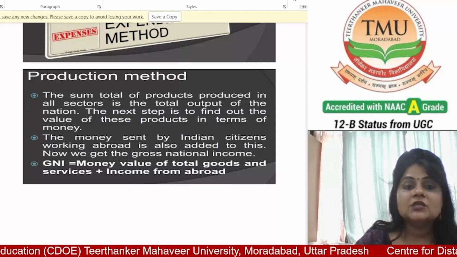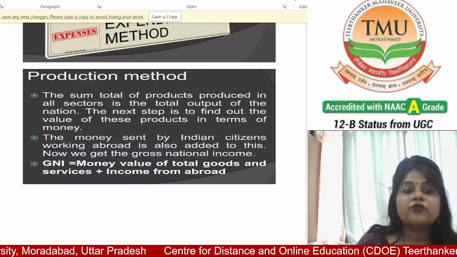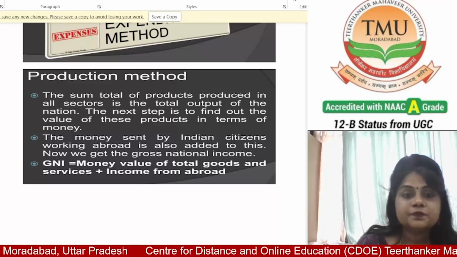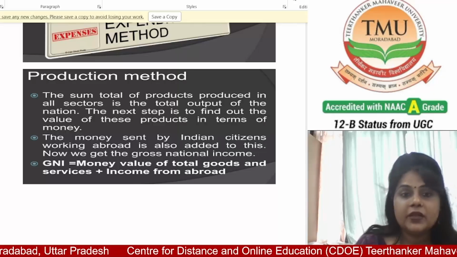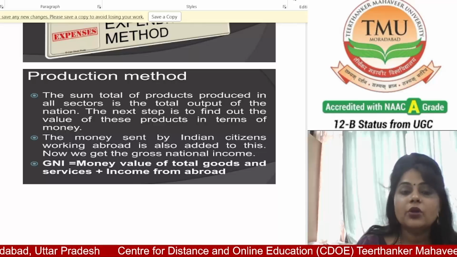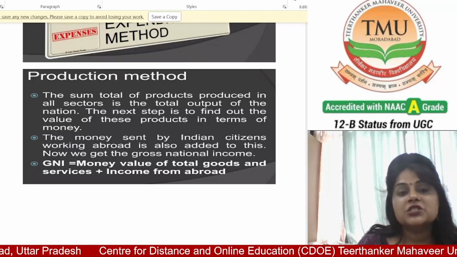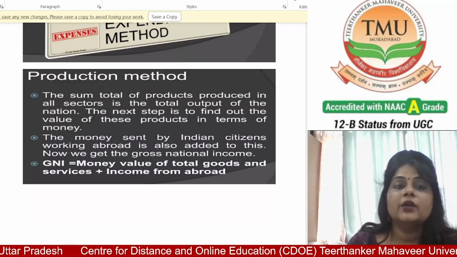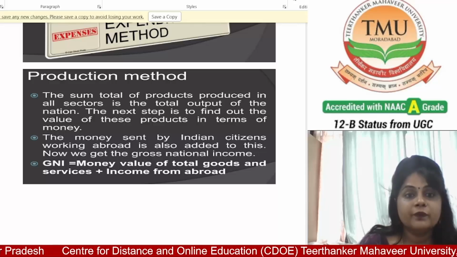at which these are sold. The final output method says that only the value of the final goods should be added in the determination of national income. As in the above example, using the method of final output, only the value of biscuits, 700, at which these are sold to the final consumer will be taken during the calculation of national income.